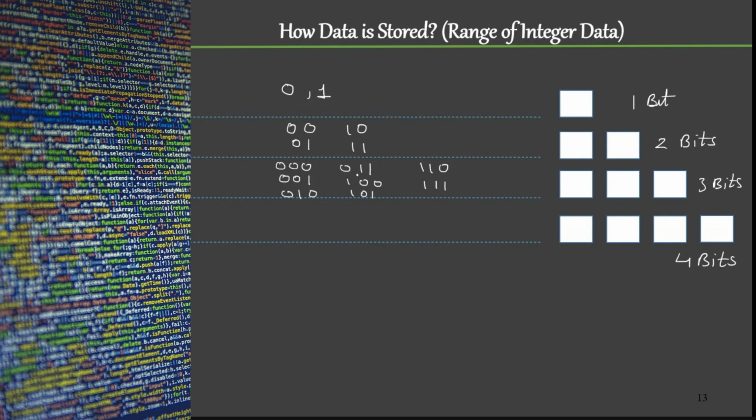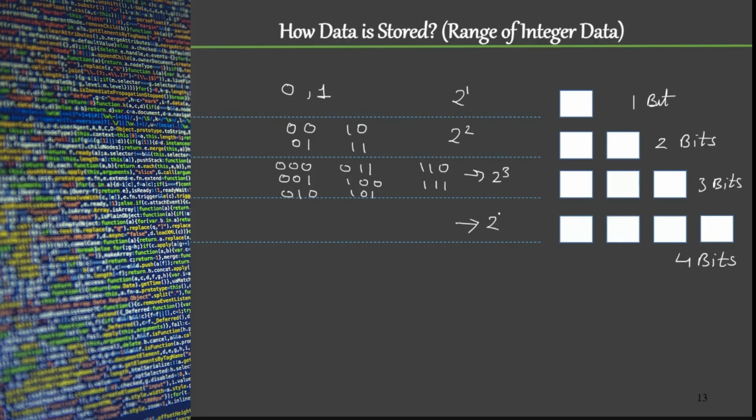1 2 3 4 5 6 7, 8. Yes, 8 possibilities are there, and I made all the combinations. So you have observed that here it is 2 to the power 1, here it is 2 to the power 2, here it is 2 to the power 3. So if you calculate it, how many possibilities are there? 8, and 2 to the power 3 is what? Nothing but 8.